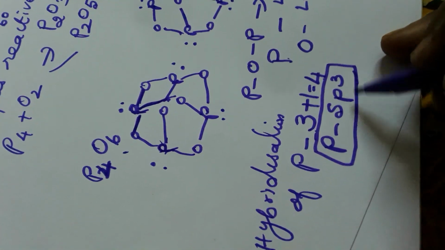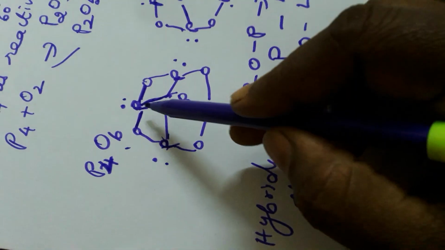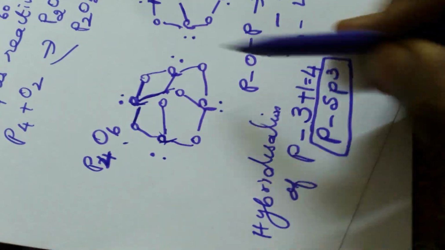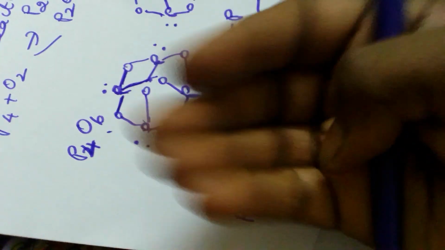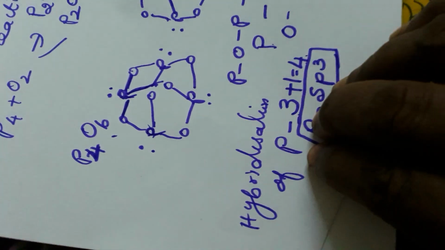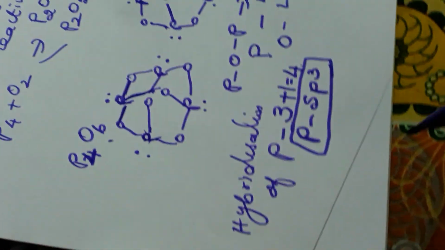This is the shortcut to find out the hybridization. Just count the number of bonds plus lone pairs. Add them together. If 4 comes, it means one s orbital and 3 p orbitals. So the total is 4, and the hybridization is sp3.